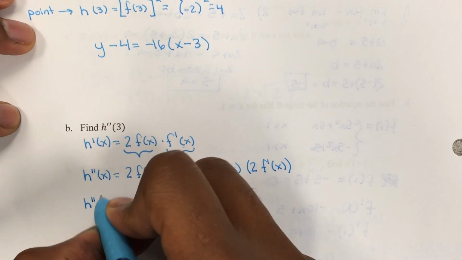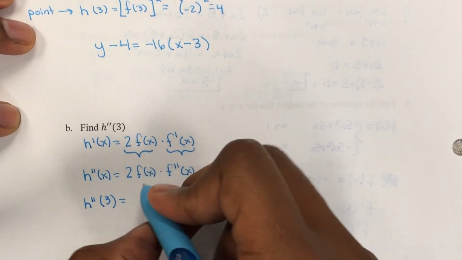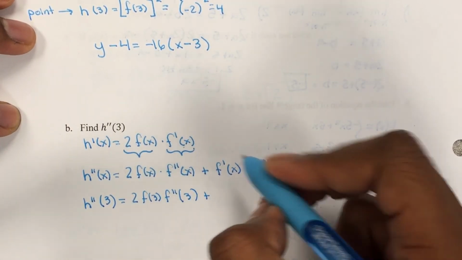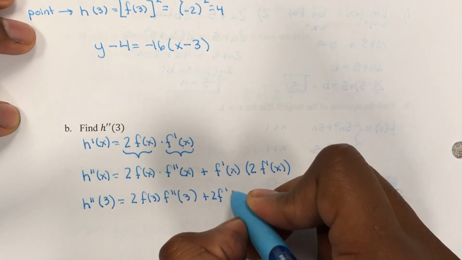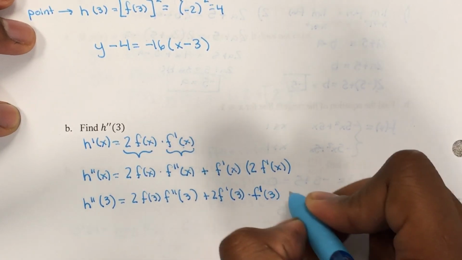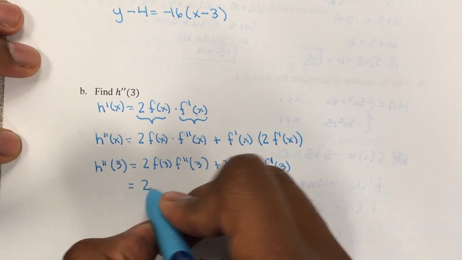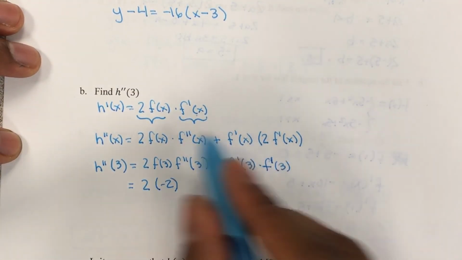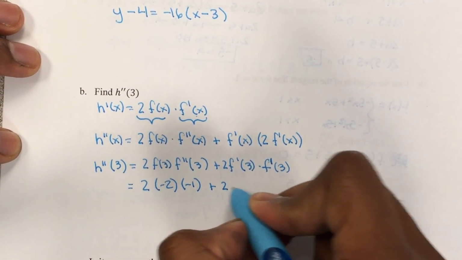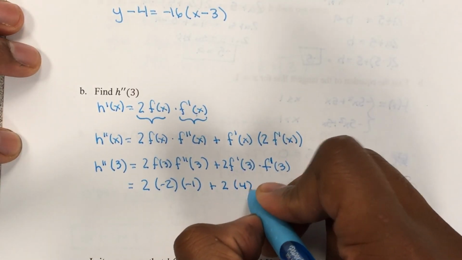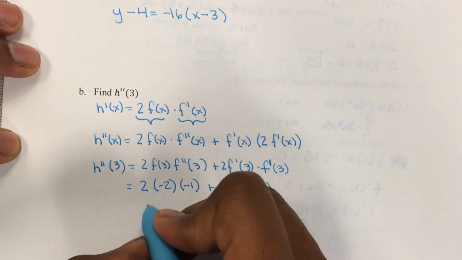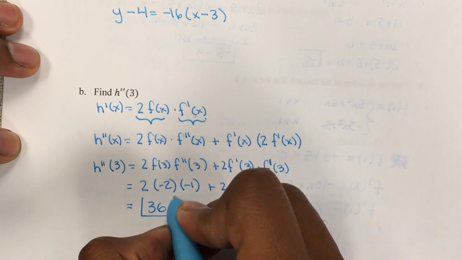And so then h double prime of 3 is going to equal 2f of 3 times f double prime of 3 plus 2f prime of 3 times f prime of 3, which is 2 times f of 3, which is negative 2, times f double prime of 3, which is negative 1, plus 2 times f prime of 3, which is 4, so 2 times 4 times 4. That's 4 plus 16 times 2 is 32. So this equals 36.